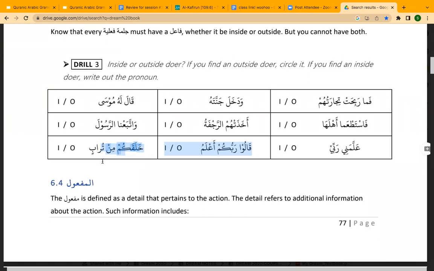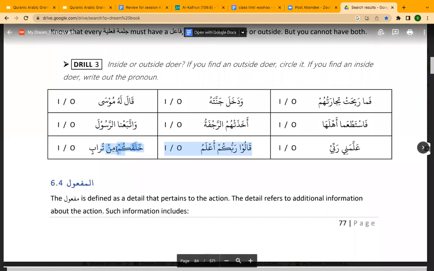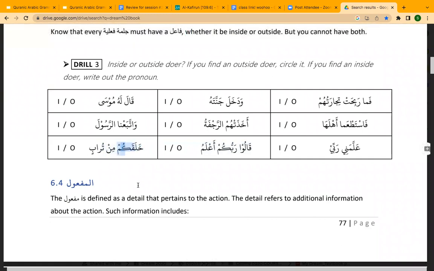No, there is no outside doer because there is no word coming after this fail, halaqa, that is in raf status. So we are not going to be worried. What do you think about min turabin? What do you think of this construction? Min turabin, al-jar wal-majroor, very well done. And what is the status of kum here?